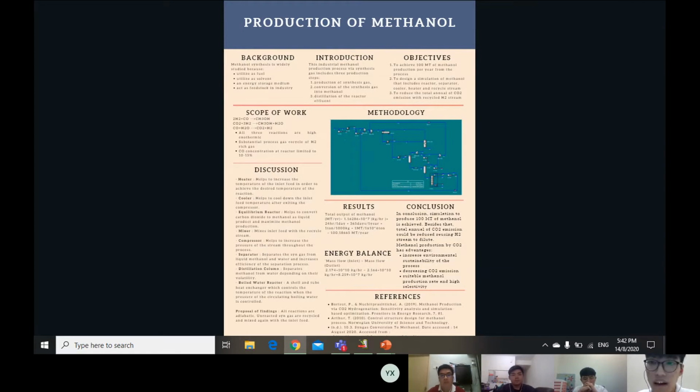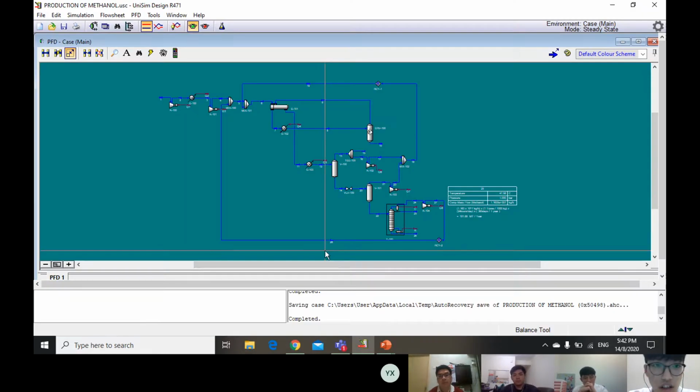Thank you. Hi, Mr. Fauzi. It's Yi Hui here again. I will take over the methodology part. This is the process flow diagram of the production of methanol. This process flow diagram, or PFD, is simulated using UniSim with version R471. Now I will open UniSim.